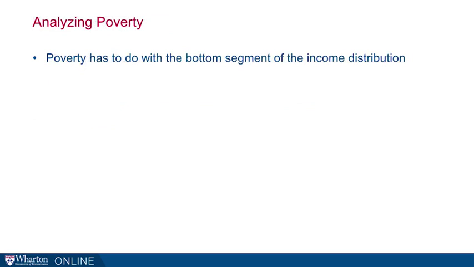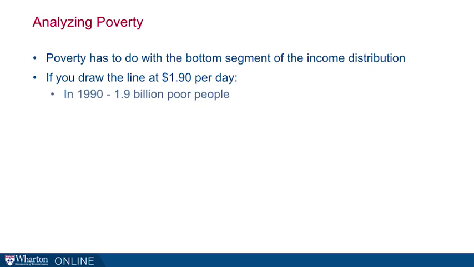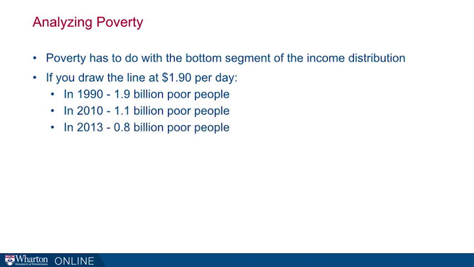Let's start by analyzing poverty. Poverty has to do with the bottom segment of the income distribution. If you draw the line at $1.90 per individual per day, then in the year 1990, there were about 1.9 billion poor people in the world. That number came down to about 1.1 billion by the year 2010, and 0.8 billion people, that is 800 million people, by the year 2013.